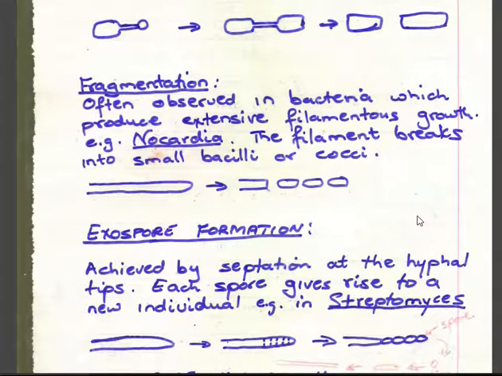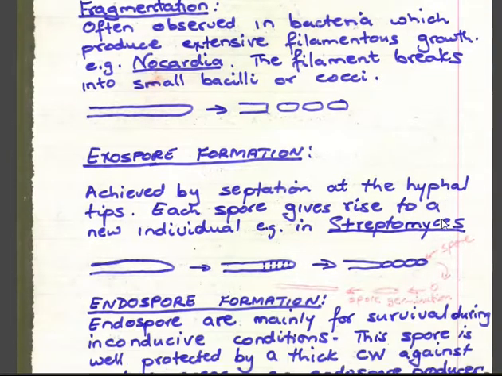Exospore formation. Exospore formation is achieved by the formation of these partitions or septa at one end of the hyphae or of the filament. And each partition or a spore gives rise to an individual, and the individual will grow into whatever that bacterium is. An example here is Streptomyces.